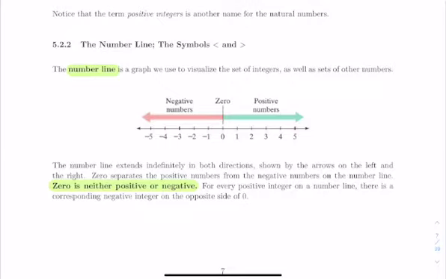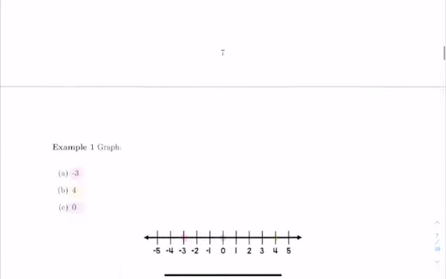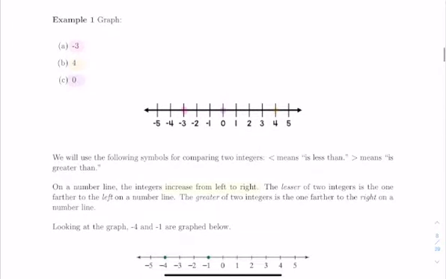So let's go ahead and graph -3, 4, and 0. For -3, we're just going to put a dot on -3. Let's plot 4. And let's plot 0. So you just find the point and you put a dot on it.